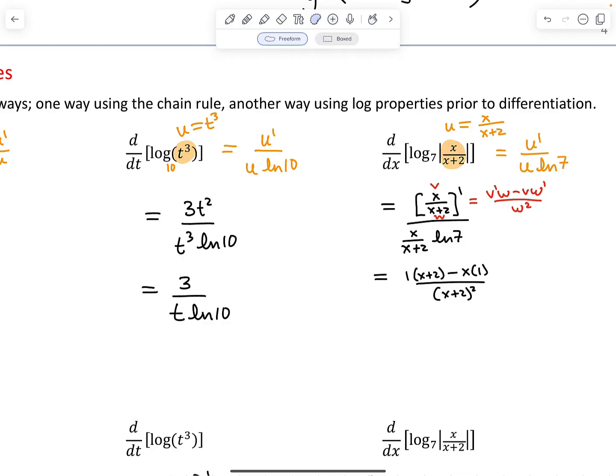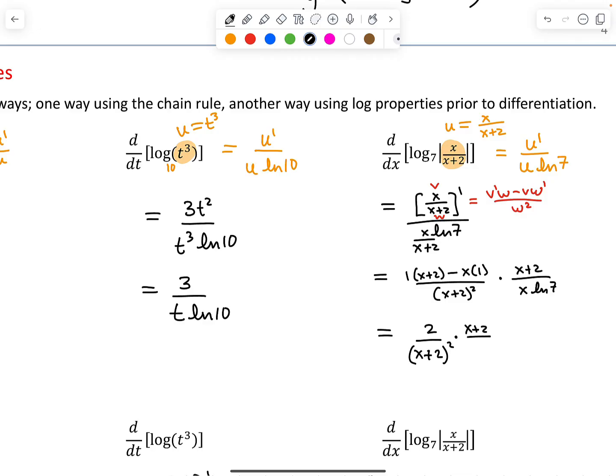Now instead of making a complex fraction, I'm going to take this natural log 7 and multiply it to the numerator of this fraction. Now instead of dividing by this fraction, I'm going to multiply by its reciprocal. So we're going to have times an x plus 2 over an x natural log 7. All right, let's continue to simplify. Multiplying by these 1s doesn't change the expressions, so we just have x plus 2 minus x. The x's will cancel, leaving a 2 there. Now we're going to multiply by x plus 2 over x natural log 7. This x plus 2 can cancel with one of the two x plus 2's I have down here, canceling that square and canceling this x plus 2. So I'm going to write my final answer here as 2 over x plus 2 times x natural log 7.